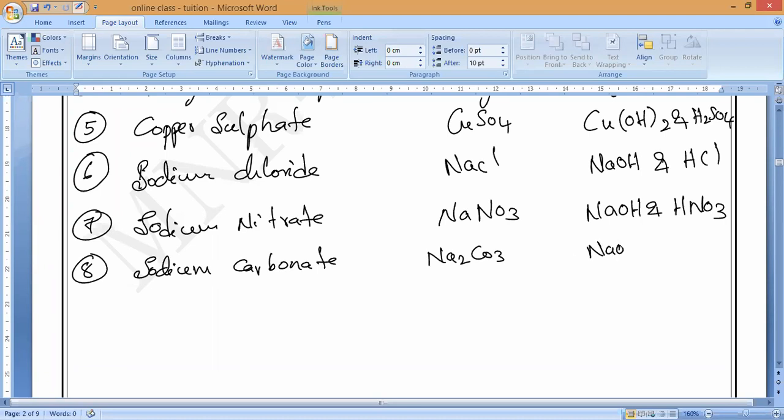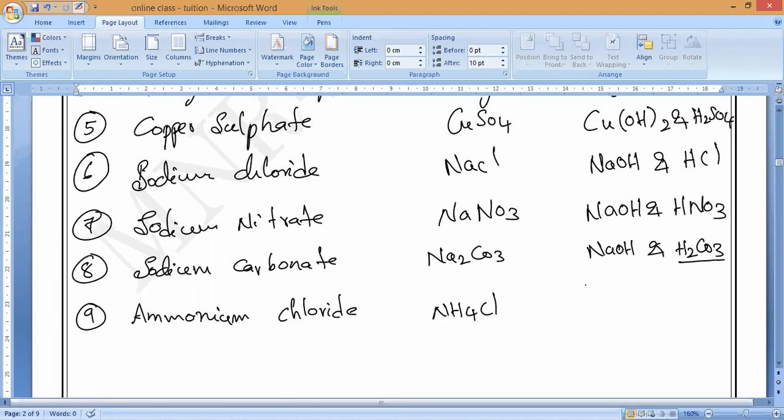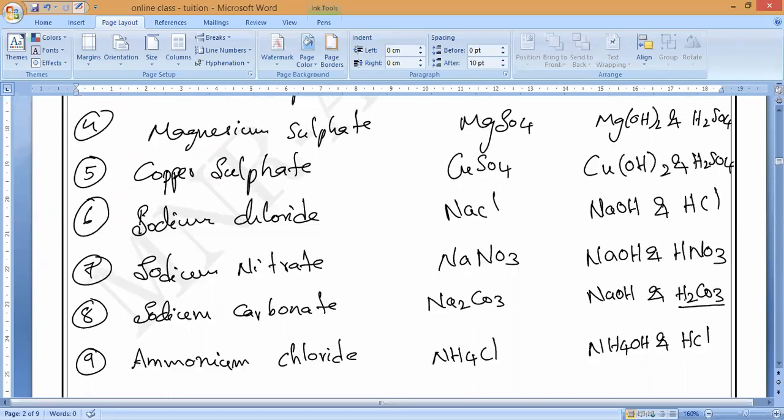Understand? So here, NaOH plus carbonic acid. What is the formula of carbonic acid? Very, very important: H2CO3. What is the specialty of carbonic acid? It is the only weak mineral acid. Very good. Next, ammonium chloride, NH4Cl. Base: NH4OH, as well as HCl. Please write it.